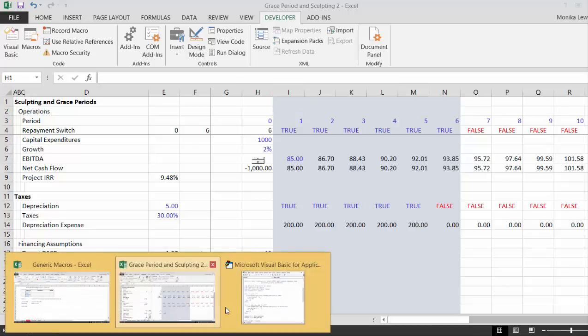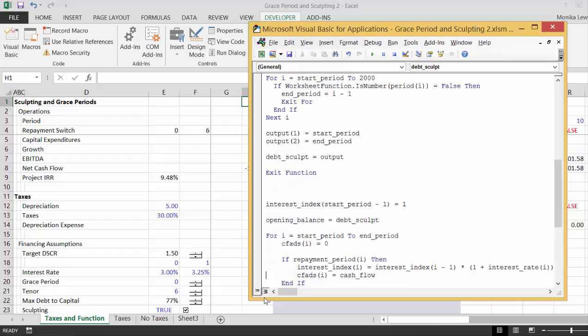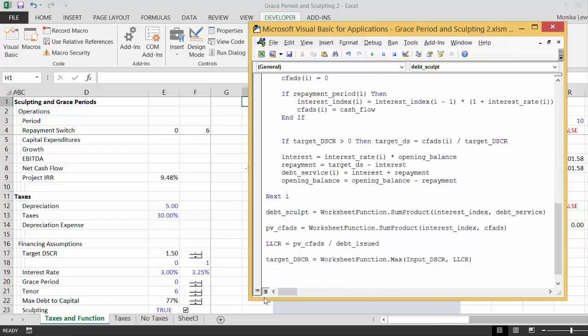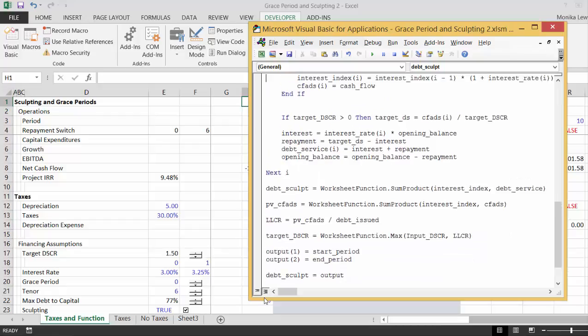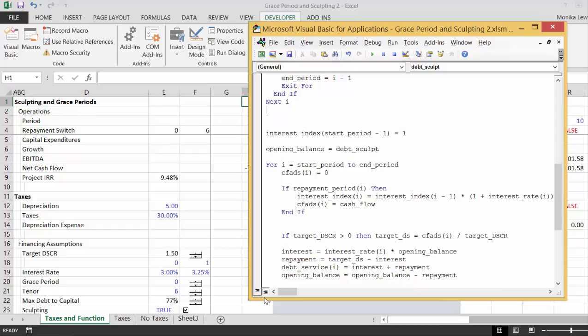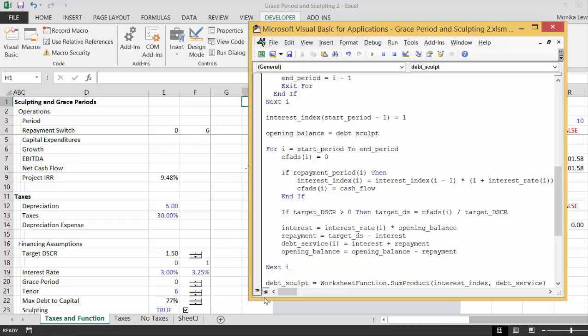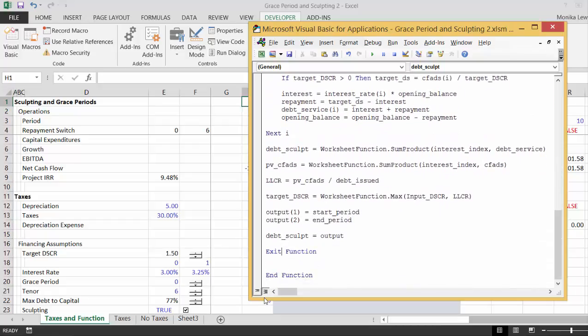Now the next thing we're going to do is get a little more brave. That's the word I was looking for. Okay, and we get our interest rate index, and then we put our opening balance. So this doesn't have any taxes, it doesn't have any circularity in it yet, but let's just see if we can, maybe I'll put 0 taxes in the analysis, and let's see if we can get our 2 output variables, and then our first output variable, let's get the debt sculpting.